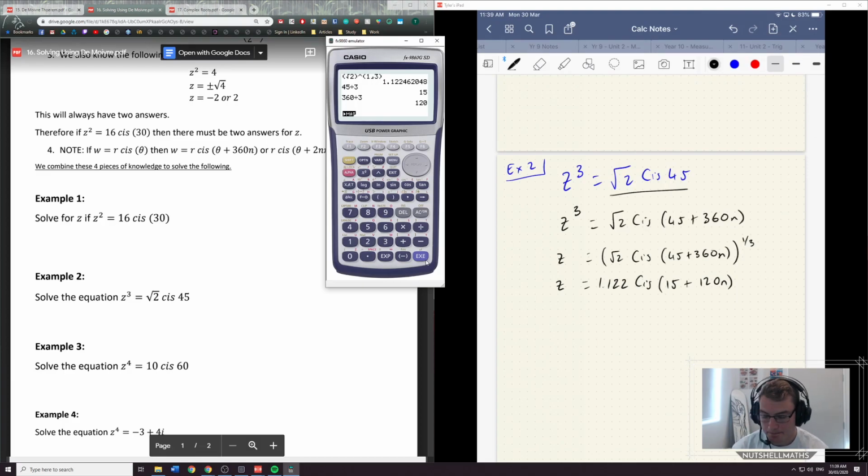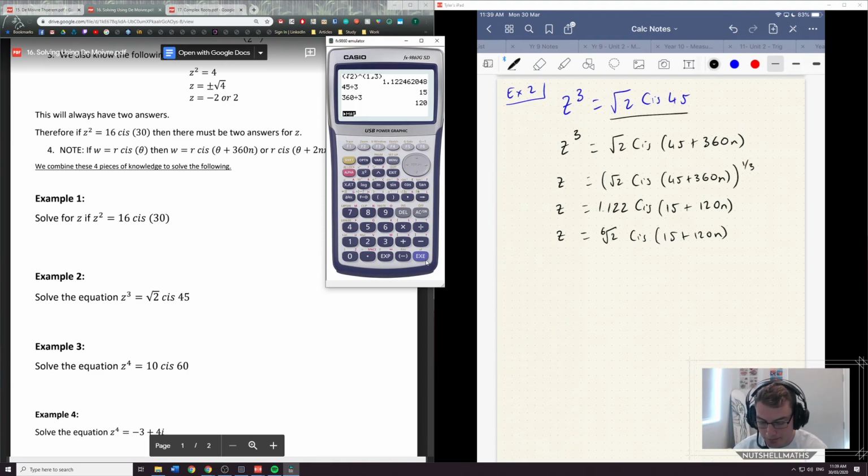Tell me if you're happy so far. So Maraji is saying you could also write this like this: the 6th root of 2 cis (15 plus 120n). So far so good, right? Once we've got this, we then lay out n of 0, n of 1, n of 2, and go like that.